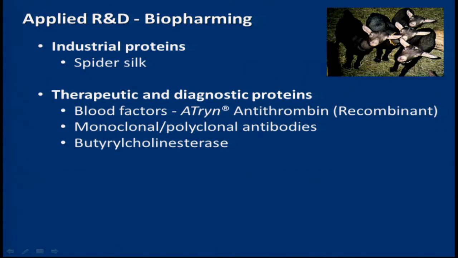It's also been used to make blood factors. In fact, the first product that's been approved for use as a human therapeutic has been produced in goats, and this is antithrombin. Monoclonal and polyclonal antibodies have been produced, and butyrylcholinesterase, which is a nerve toxin, have been produced very successfully in the milk of transgenic animals. And this is predominantly in goat for a number of reasons.